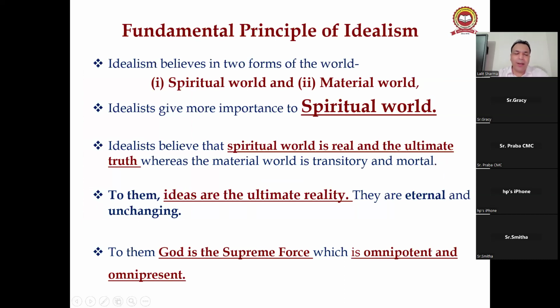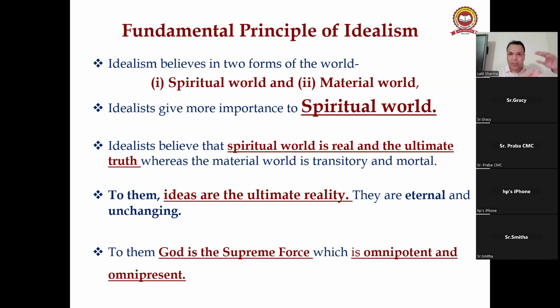By going through all the little bit of history, we have come to know the fundamental principles of idealism. What are they? Number one, idealism believes in two types of world, right? That is clear. Two types of world. One is a spiritual world. One is a materialistic world. Along with that, idealism gives more importance to the spiritual world. Idealism is not denying this physical world. Okay, idealism says that this physical world is a copy of the spiritual world.